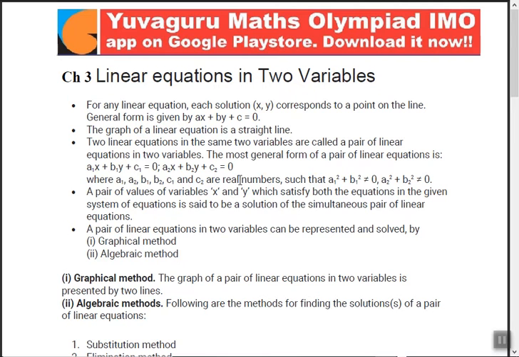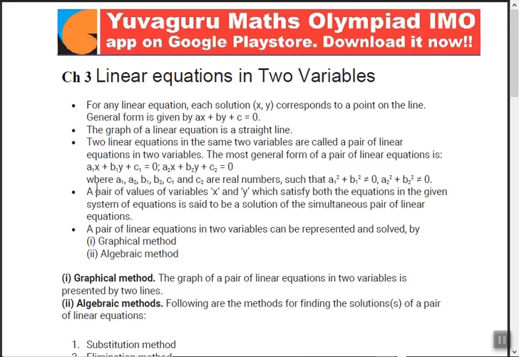Real numbers means what? See here, there are two types of numbers, real and imaginary. An imaginary number has i, meaning imaginary component, like 3 plus 2i. You don't have to study that now. You will be getting it in the 11th science. So a1, a2, b1, b2 and c1, c2 are real numbers. Out of that, which is not given over here, a1, b1, a2, b2 are called coefficients, and c1 and c2 are known as constants. Now the important condition is a1 square plus b1 square not equal to 0, and a2 square plus b2 square not equal to 0. That is a very important condition.